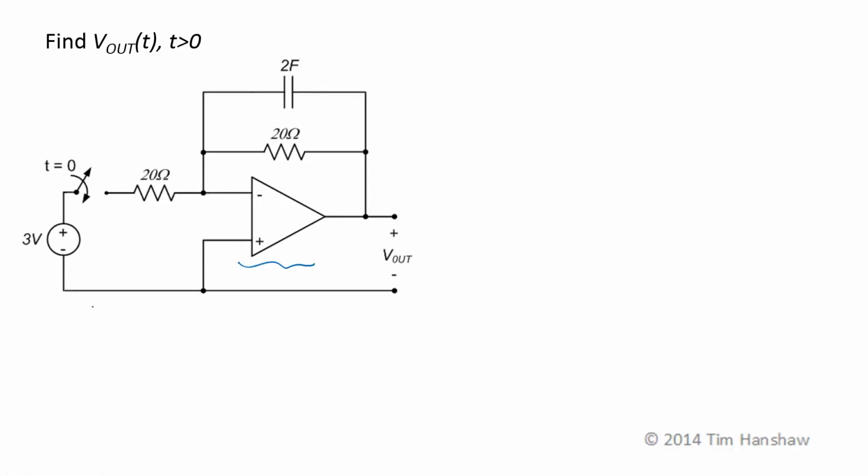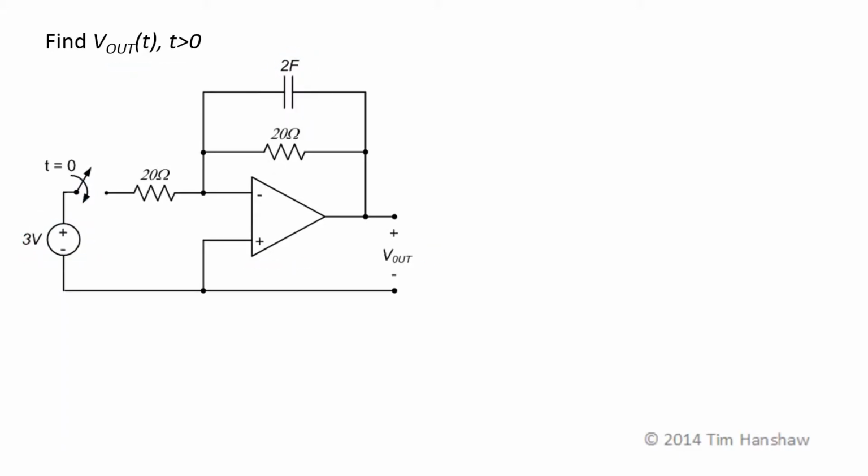We have an op-amp circuit with a constant voltage source that's being switched at t equals 0 with a capacitor in the circuit. We want to find the output voltage V out as a function of time for t greater than 0. Now the first thing we want to do is develop a strategy for how to do this problem.